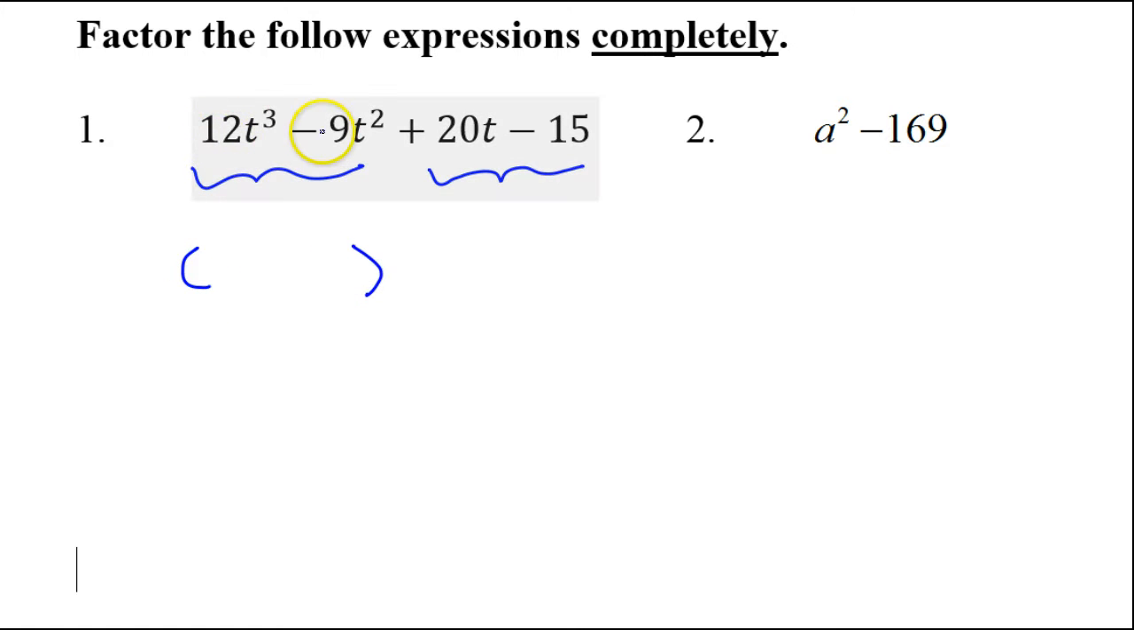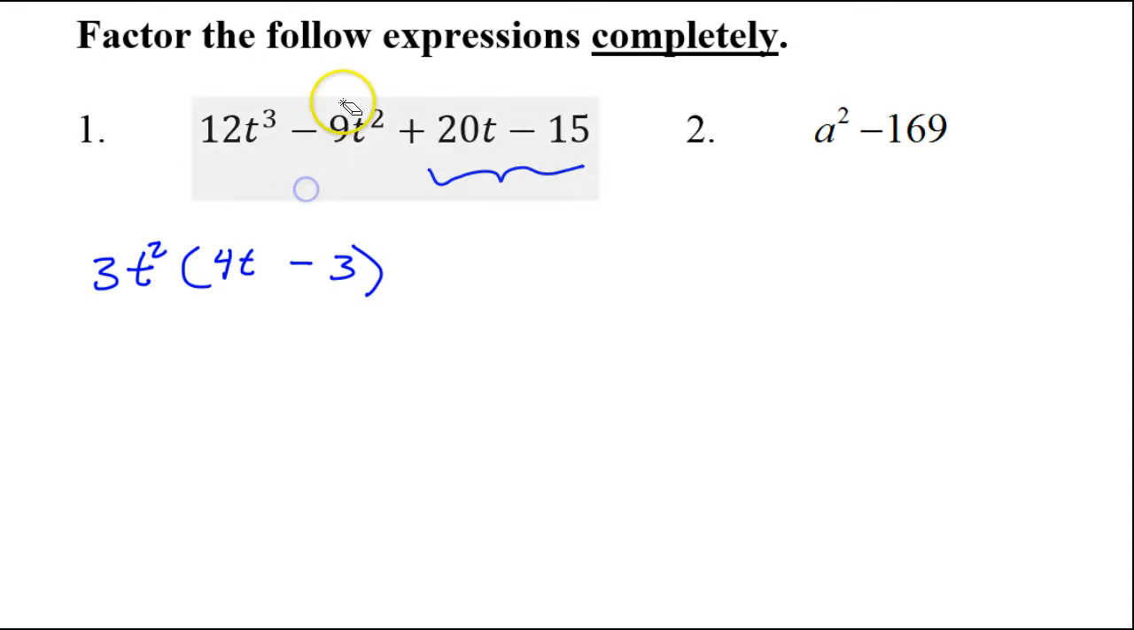So I'm looking at the 12 and the 9. Those are both divisible by 3. And then I'm looking at t to the 3rd power and t squared. Between those, t squared is the greatest common factor. So the GCF is 3t squared. Now, if I factor out 3t squared, that's going to leave behind 4t minus 3.